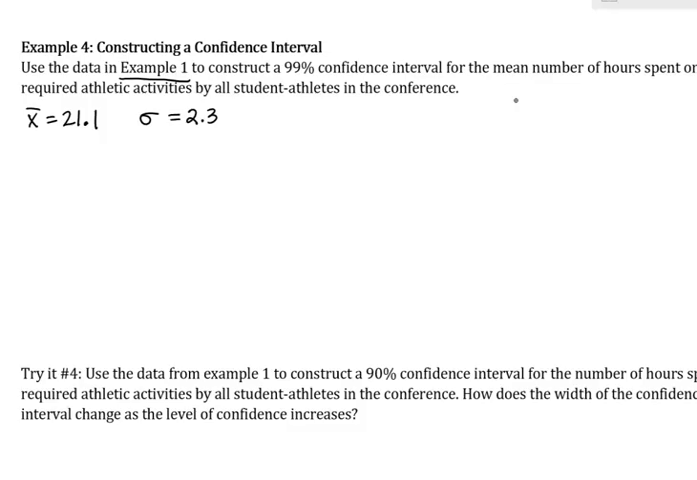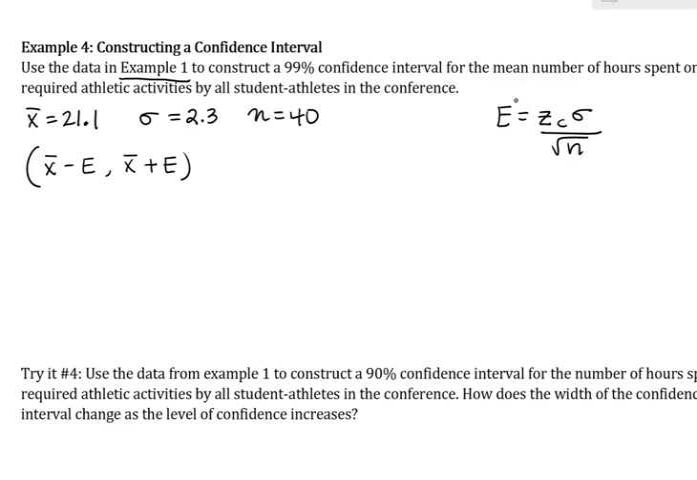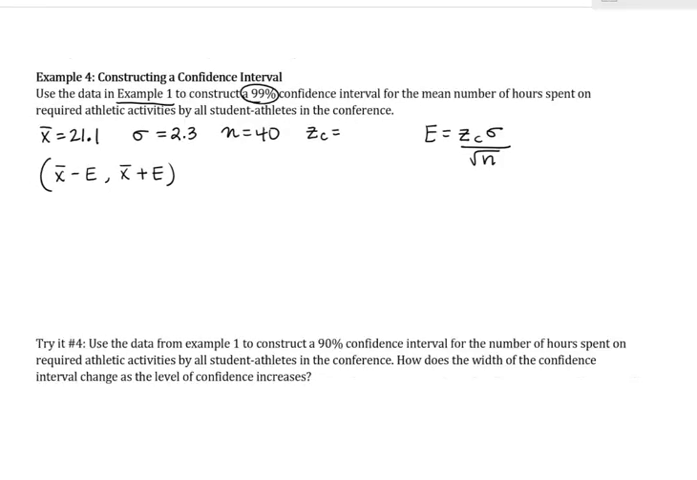So what we need now, because remember, for the confidence interval, we're going to do X bar minus E, and we're going to do X bar plus E. But we do need E, which is equal to Z sub C sigma over the square root of N. In example 1, they also did have a sample size of 40. So we have everything we need except for Z sub C for a 99% confidence interval.